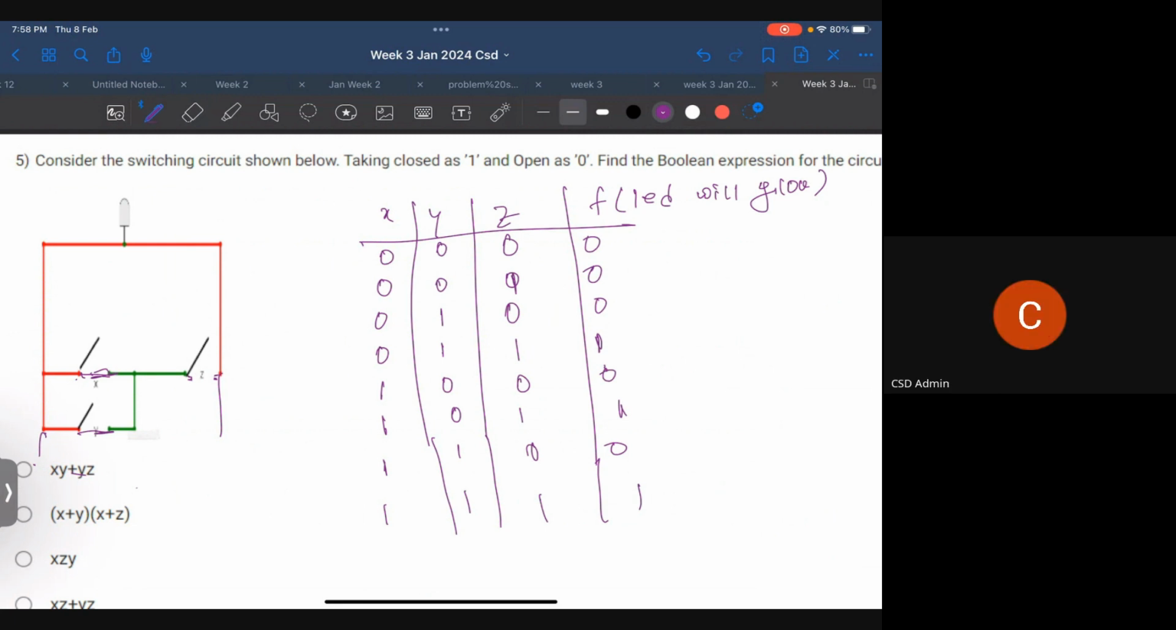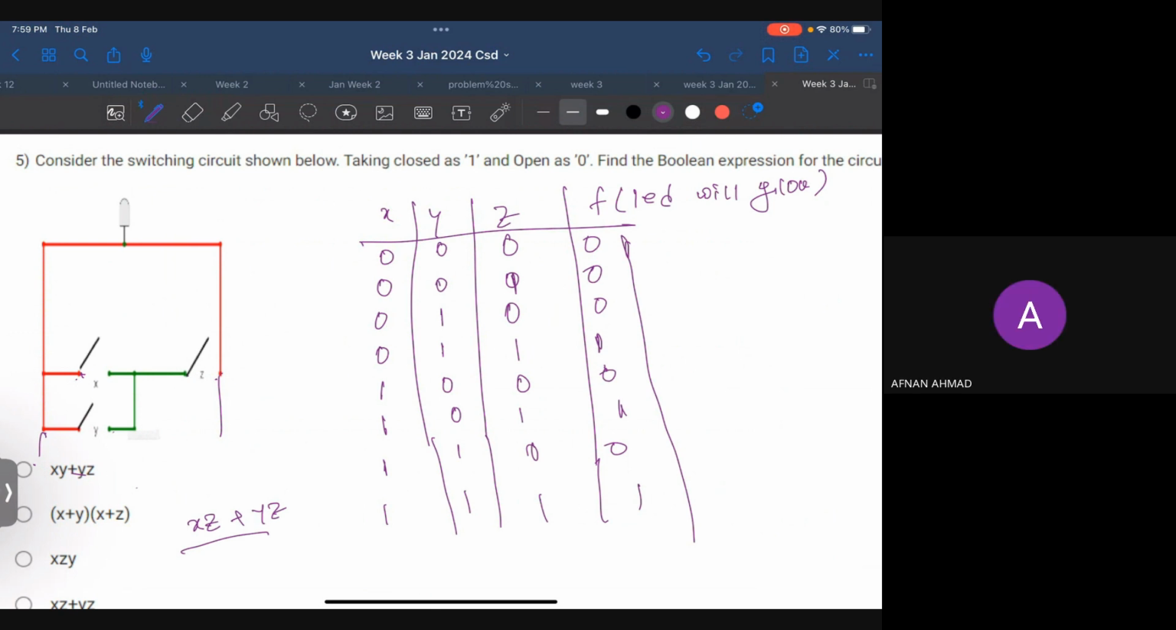Now you can also give the answer by common sense. It will be 1 when X and Z are closed, so XZ, and another case is when Y and Z are 1. So the answer is XZ plus YZ, and if you find the SOP and solve it, you will get the same expression, XZ plus YZ. Okay, up to that is clear.